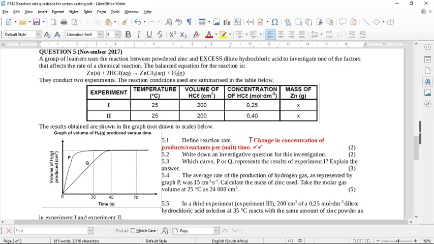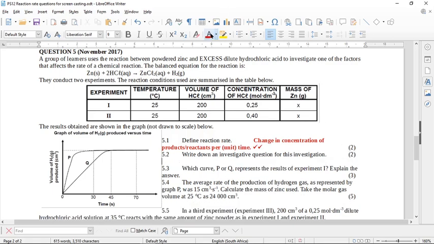Define reaction rate. Make sure you write the change in concentration of products or reactants per unit time. So make sure you have per unit time and make sure you have change. Write down an investigative question for this investigation.